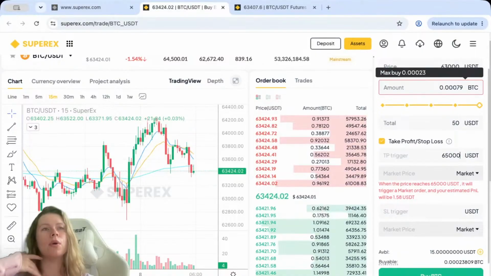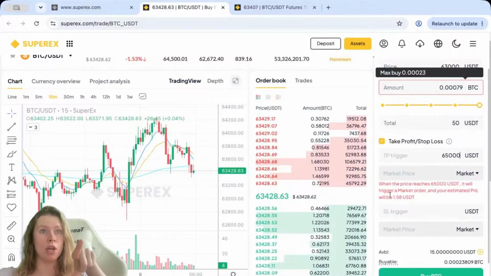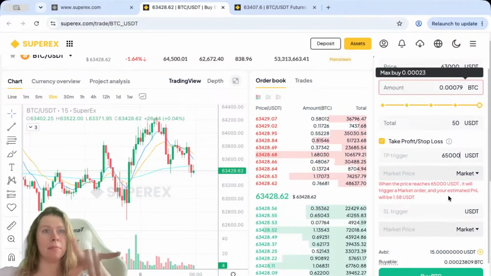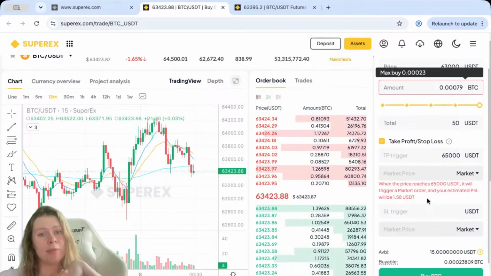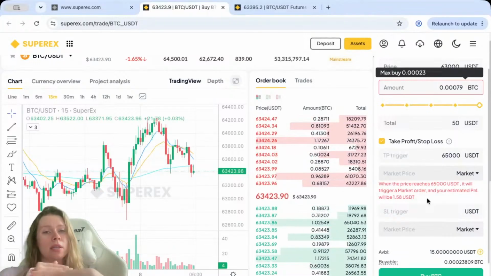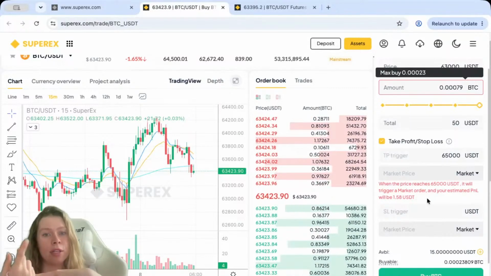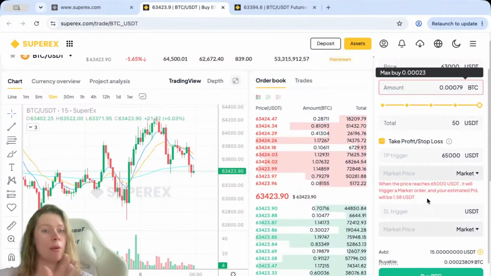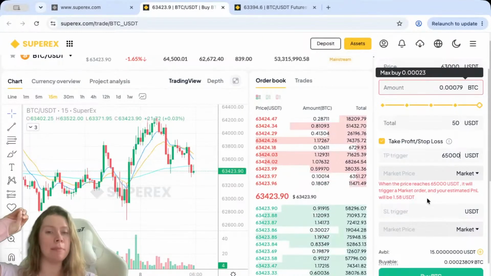All right, so that pretty much means SuperEx will even tell me in red what it means. When the price reaches 65,000 USDT, it will trigger a market order and your estimated P&L will be 1.58 USDT. So that pretty much means when Bitcoin moves from 63,000 up to 65,000, the platform sells my Bitcoin automatically and I lock in my profit while I'm asleep, while I'm at work, anywhere. We love that, okay?